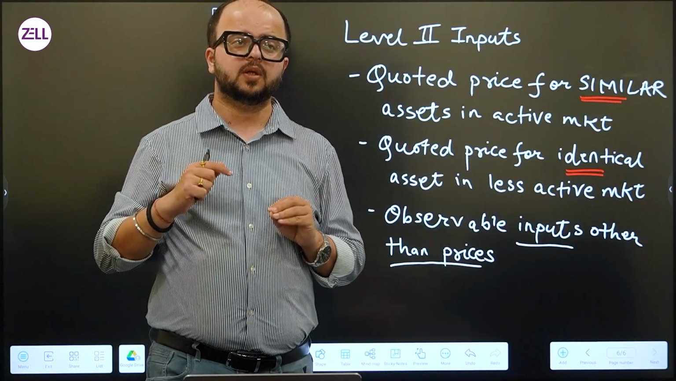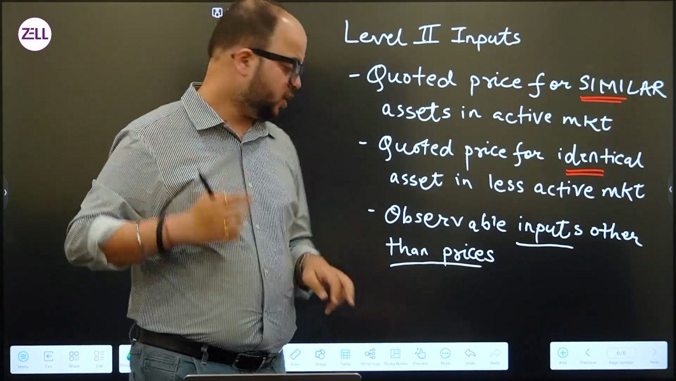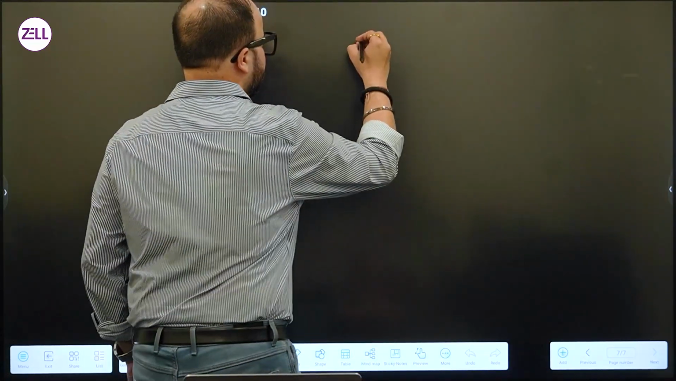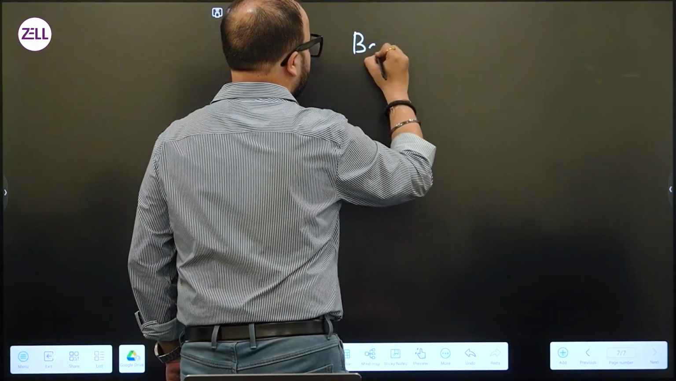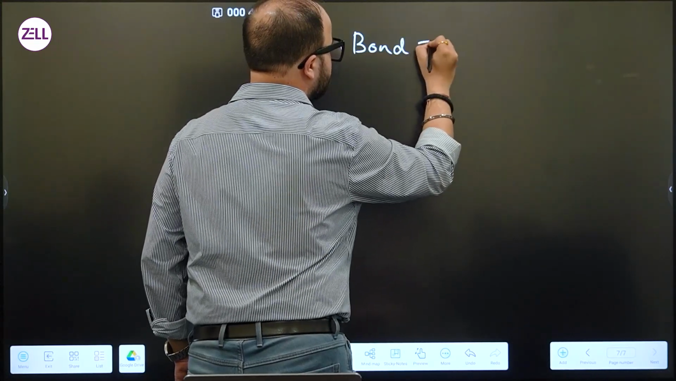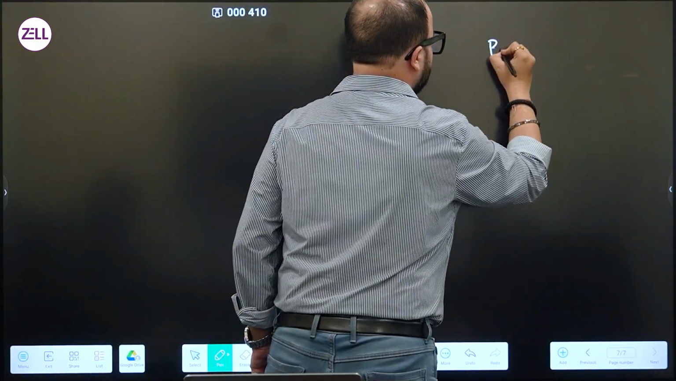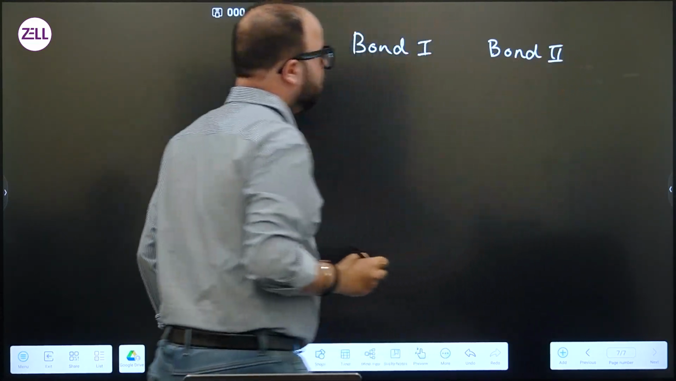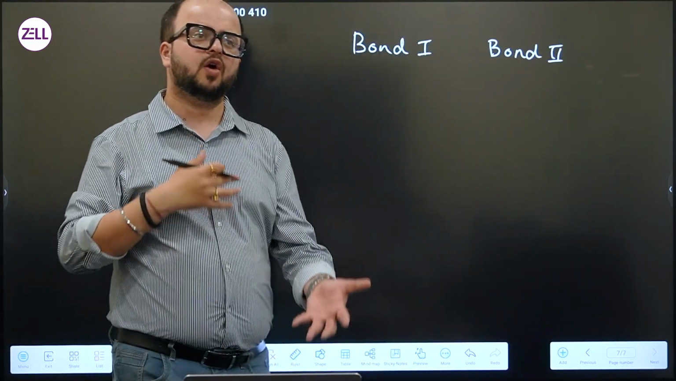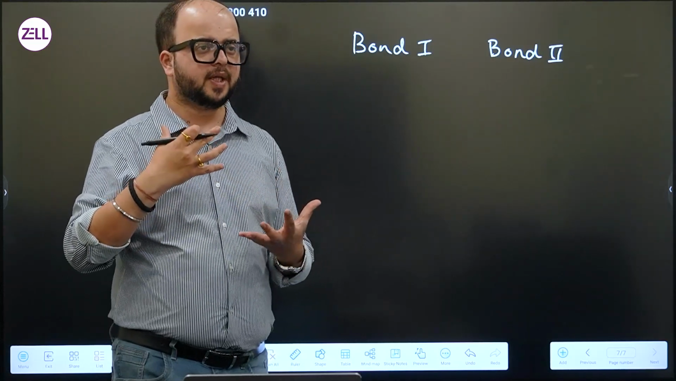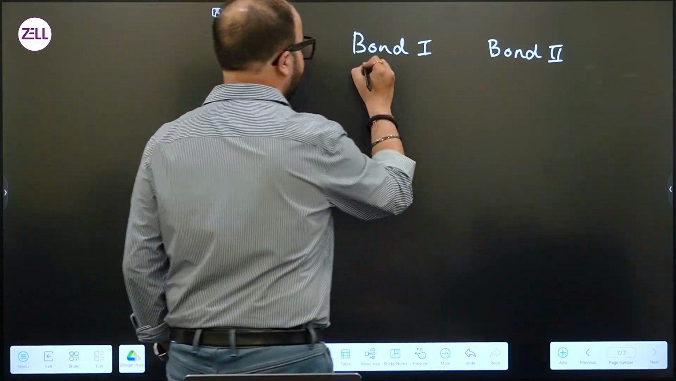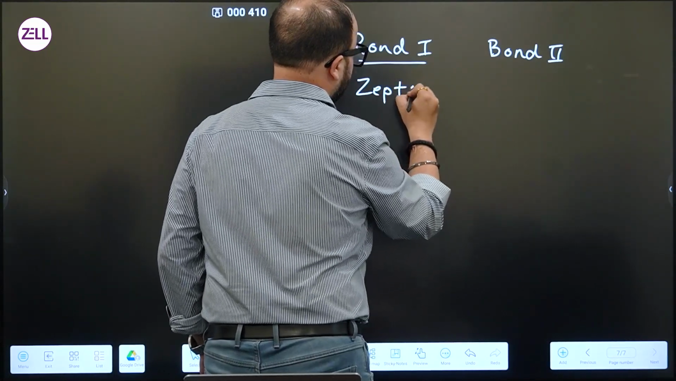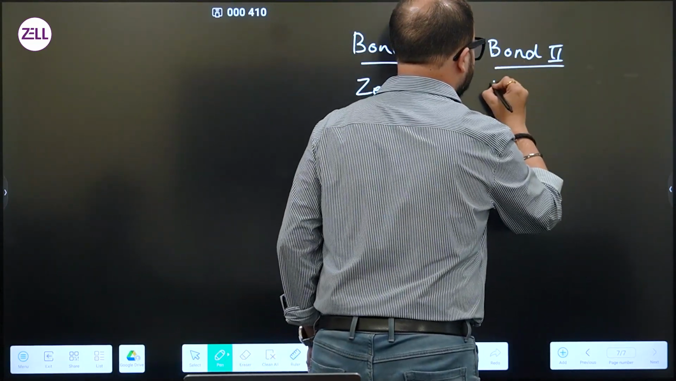Let's think about a bond or a debenture which is not listed on the stock exchange. So there is a bond, as in a debenture, bond 1 and bond 2. Can you think of some sort of a company? Let's think of Zepto. And the other one is Swiggy Instamart.